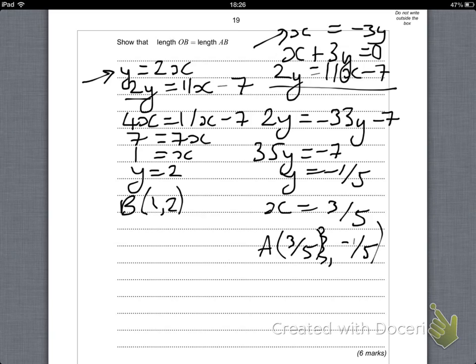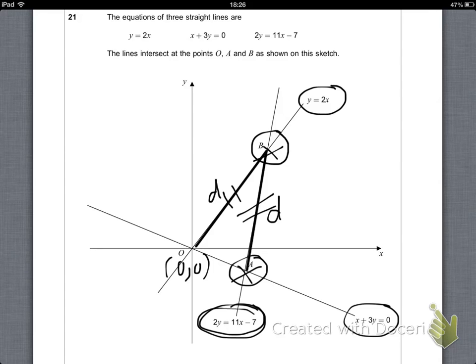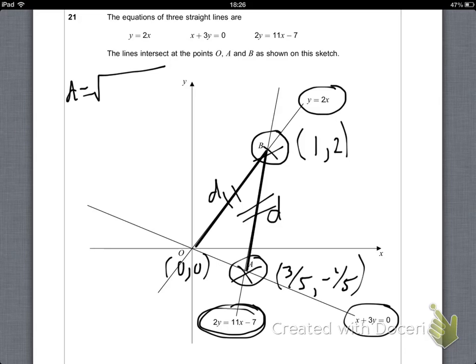Now if you go back to the equation and compare what we've got, our B coordinate was 1, 2, and our A coordinate was 3/5, minus 1/5. So what we need to do now is find the distance between the 2 points. Now the distance formula is the square root of the difference between the x coordinates squared plus the difference between the y coordinates squared, just like Pythagoras.